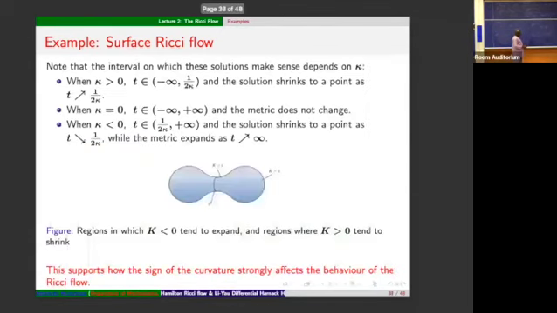This one shows these three possible things. And look at this picture. If you have a 2-dimensional manifold, the parts with a positive Gaussian curvature tend to shrink, and the parts with a negative curvature tend to expand. Okay, and that is what we have here.